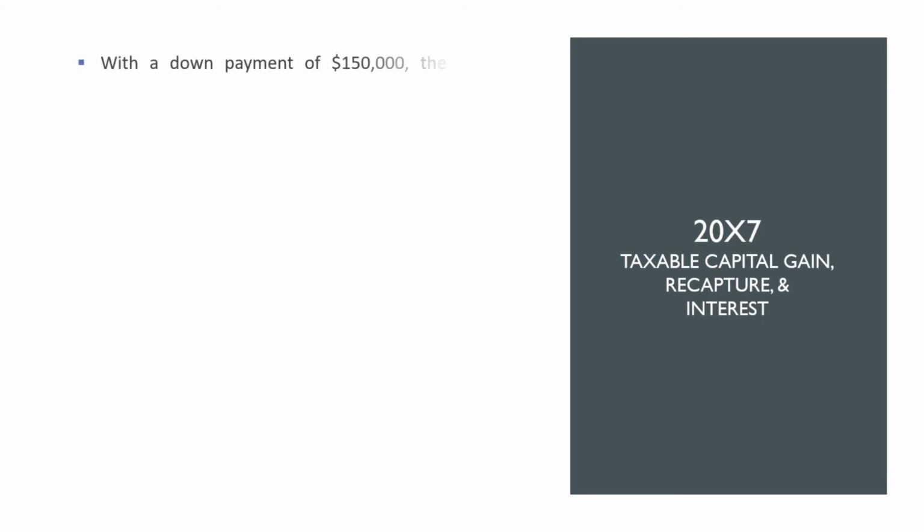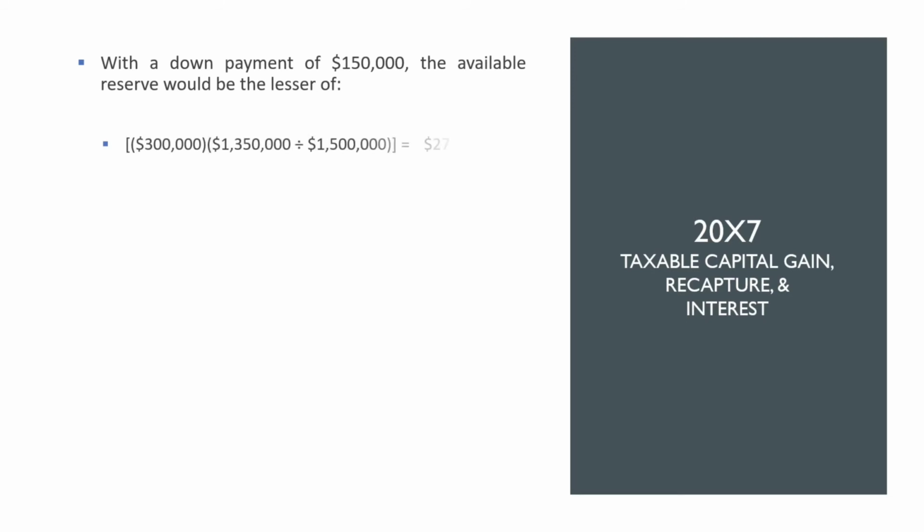In 20x7, we will have a taxable capital gain, recapture, and some interest. Remember, with a down payment of $150,000, we would calculate the reserve to be the lesser of two things. The first item that we would calculate is as follows. We'll take 300,000 multiplied by 1.35 million. 1.35 million, I'll explain in a second, divided by 150 equals 270,000.